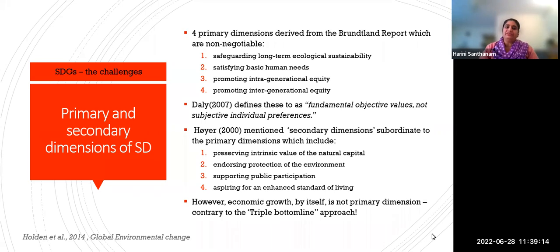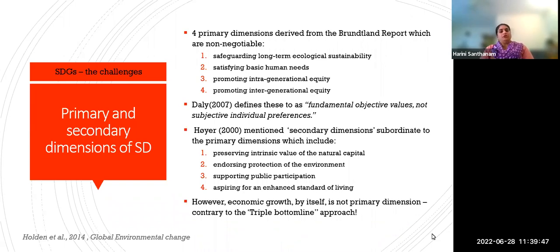It is also the collective capacity of communities, societies, every society, every community, and every nation has to imbibe these four dimensions if it has to go through sustainable development in their own place. Okay, so it can be an individual, it can be a community, a society, or a nation. Now we see these are fundamental objective values. It is not just for an individual, it is not subjective to individuals' preferences.